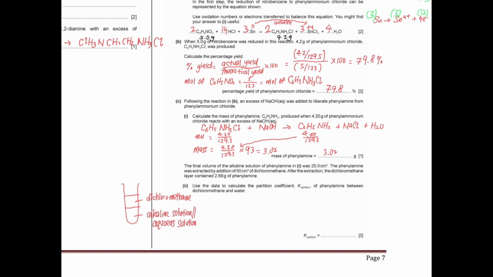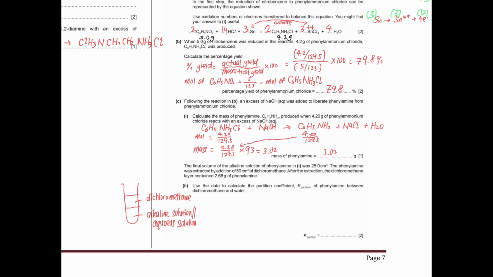Okay. And the solute here, these two are the solvent. Water is the solvent. Dichloromethane is organic solvent. The solute inside here is the phenylamine, which dissolve here as well as there. So they dissolve in two parts. Of course, we haven't learned this chapter yet, so I just tell you straight away first. So what is K partition then?